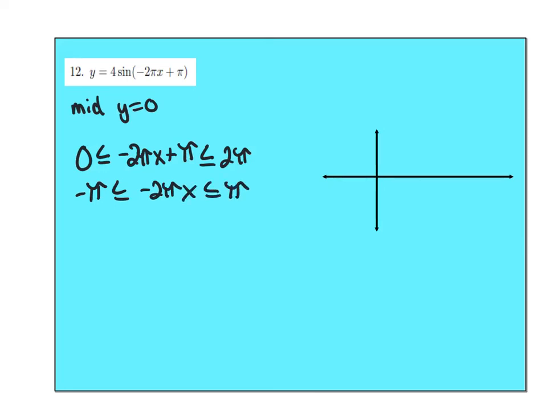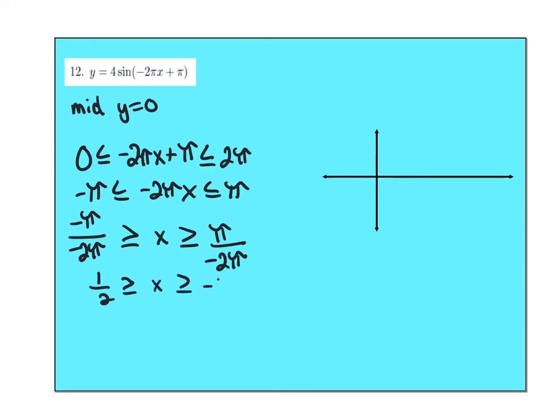Okay, and then we are going to divide by negative 2 pi to both sides. So if I divide, we'll actually write this out, negative 2 pi, I'm going to have to flip my signs. Pi divided by negative 2 pi. My pi's are actually going to cancel, and I'm going to be left with 1/2 and negative 1/2. Let's write it the correct way. So my phase shift is negative 1/2.